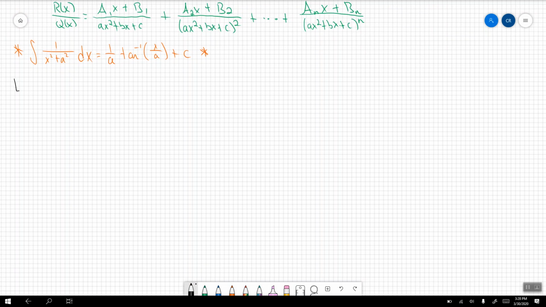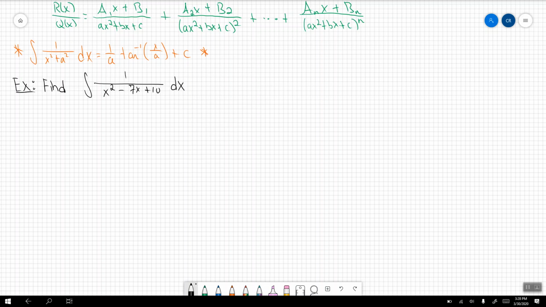So here's your first example. We want to find the integral of 1 over x squared minus 7x plus 10, and this is all going to be dx. All right, here we go.